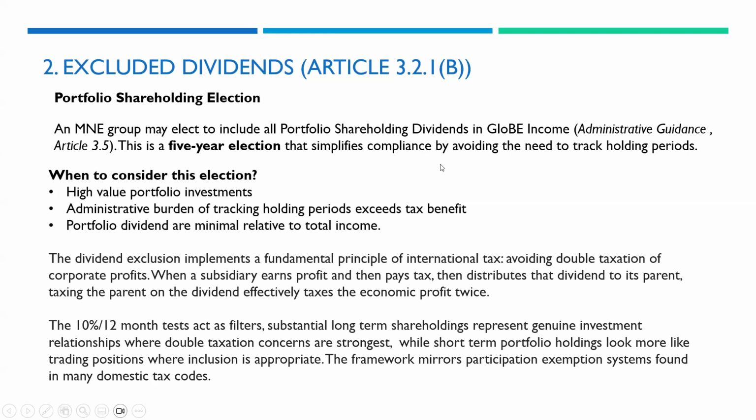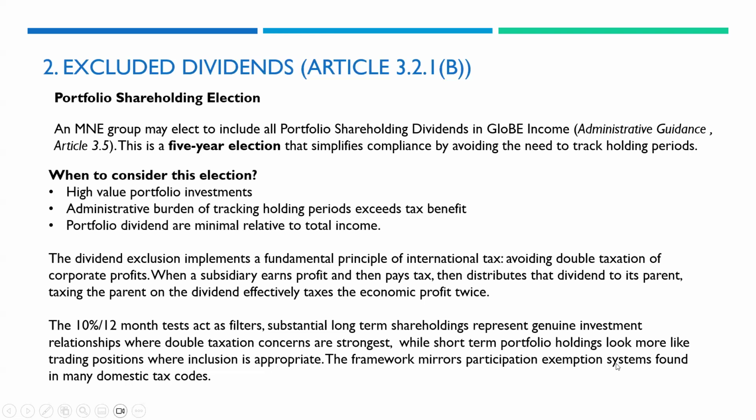Yes. So the dividend exclusion, and again, this is what you guys said. The dividend exclusion implements a fundamental principle of international tax, avoiding double taxation of corporate profits. When a subsidiary earns profit and pays tax, then distributes that dividend to its parent, taxing the parent on the dividend effectively taxes the economic profit twice. Right? The 10%/12-month test acts as a filter. Substantial long-term shareholdings represent genuine investment relationships where double taxation concerns are strongest, while short-term portfolio holdings may look more like trading positions where inclusion is appropriate.